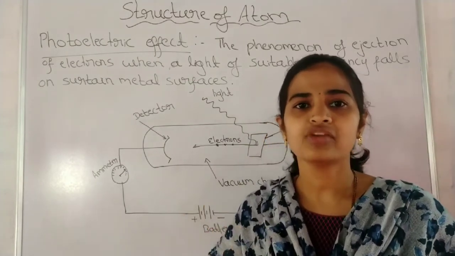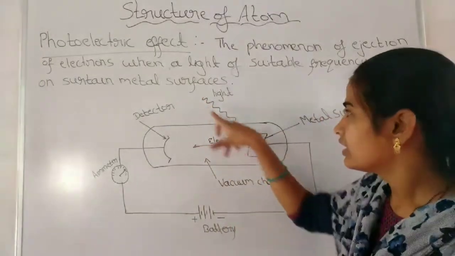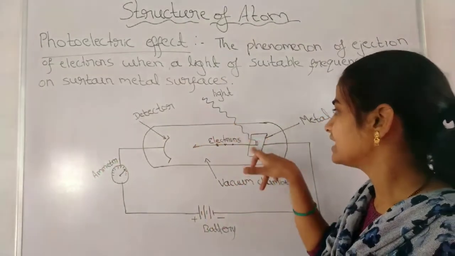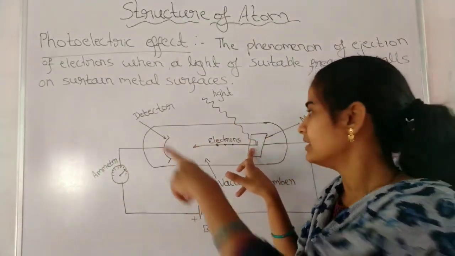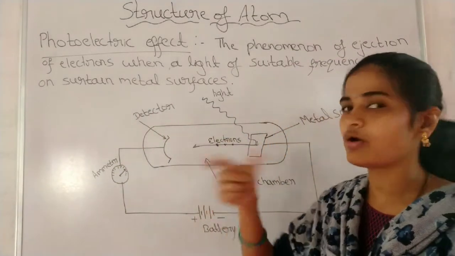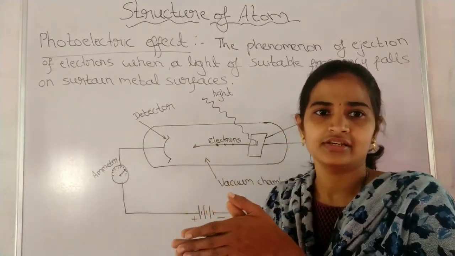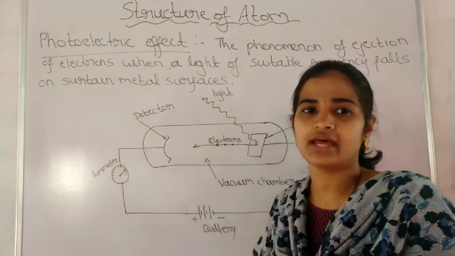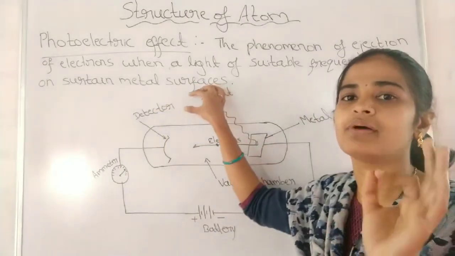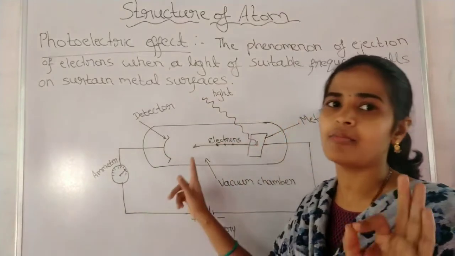Then what do you mean by photoelectric effect? Very easy. We are passing light here. When this light hits the metal surface, the electrons will come out. That is what we call ejection. Injection means something we are leaving inside, but ejection is the opposite: electrons come out. When light of suitable frequency falls on the metal surface, the electrons will come out.